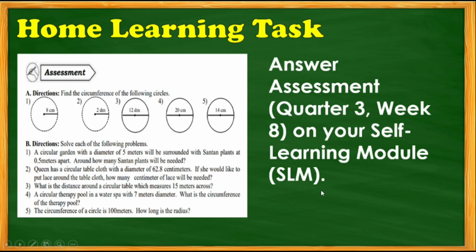So for your home learning task, grade 5 pupils, you're going to answer assessment quarter 3 week number 8 on your self-learning module. This would be letter A and letter B. For letter A, you're going to solve the circumference, and for letter B, solve each problem.